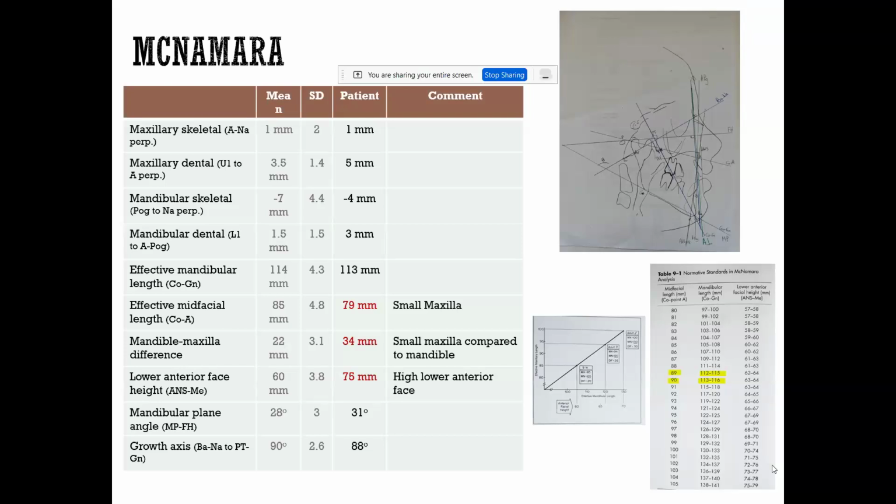So usually when you have a big difference, this is indicative of what class? Class 3, because the mandible is big. Yes, but you still have a class 2 case here. Why? Because we have hyperdivergence, vertical growth. The lower anterior facial height is big.